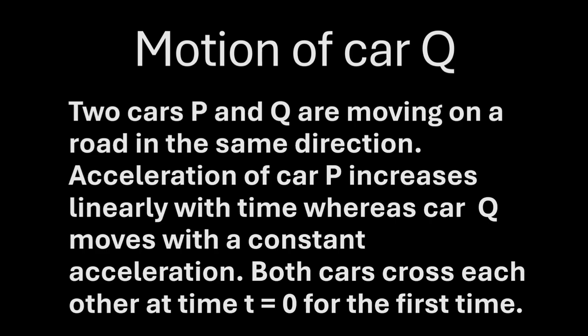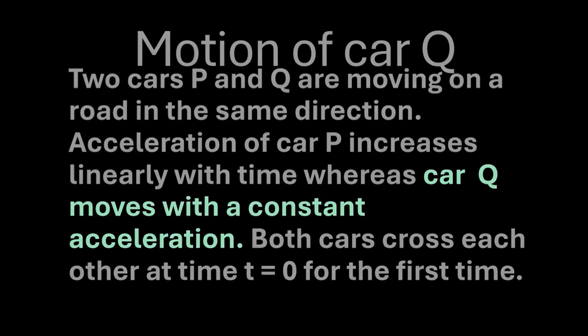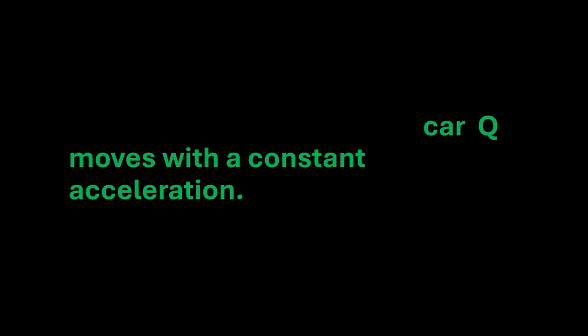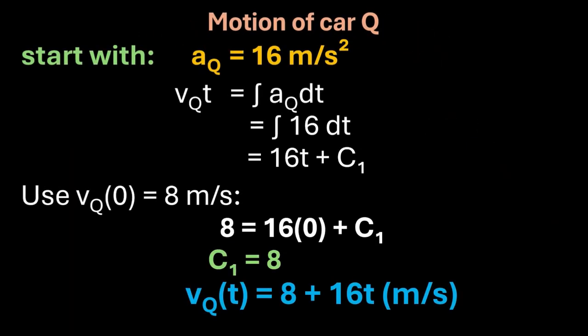Now let's see what happens in the motion of car Q. Out of the given data, all we need to focus on is that car Q moves with a constant acceleration. Now, when we say that car Q moves with a constant acceleration, the mathematical equivalent of this would be a_Q is equal to 16 meters per second square. Now, you might have a question: how did we come to 16 meters per second square?